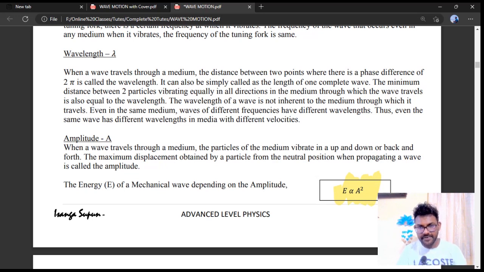And this is the only equation that we need. Remember, we are not replacing that with a constant because that's not there in the syllabus. But we should remember that the energy of a wave depends on the square of the amplitude, right? So that is called the amplitude.